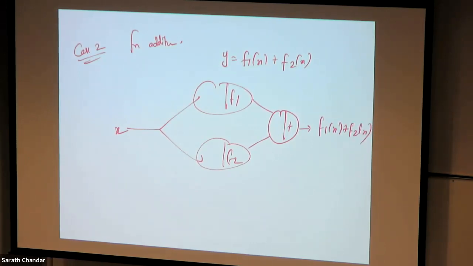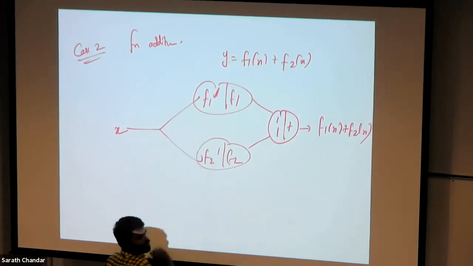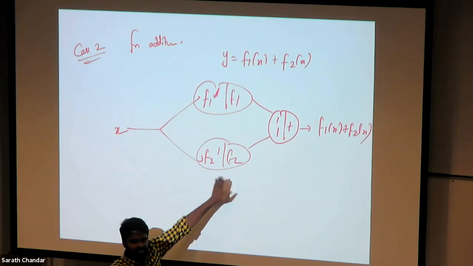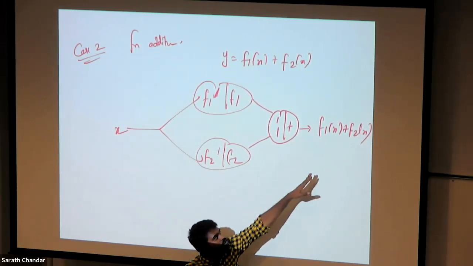We know that when you have addition, the left-hand side differentiation is 1. For F1, the differentiation is F1 dash. For F2, the differentiation is F2 dash. Now how would the forward prop work? You start with X. You pass X to F1, so you get F1 of X. You pass X to F2, you get F2 of X. You add them together, so that is what the function is.